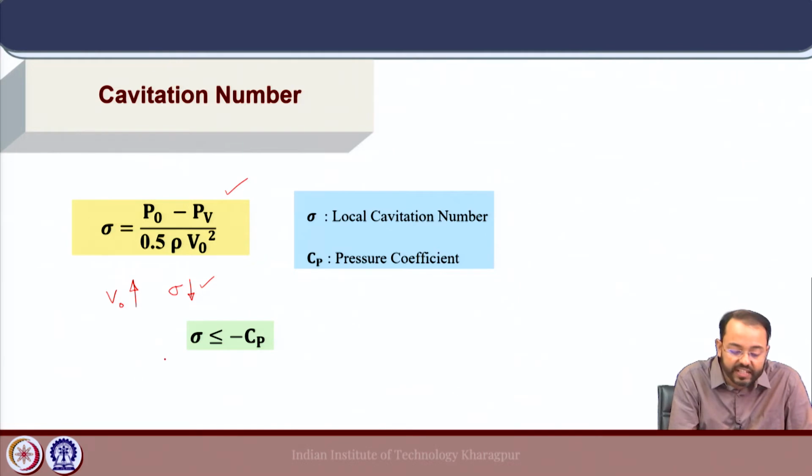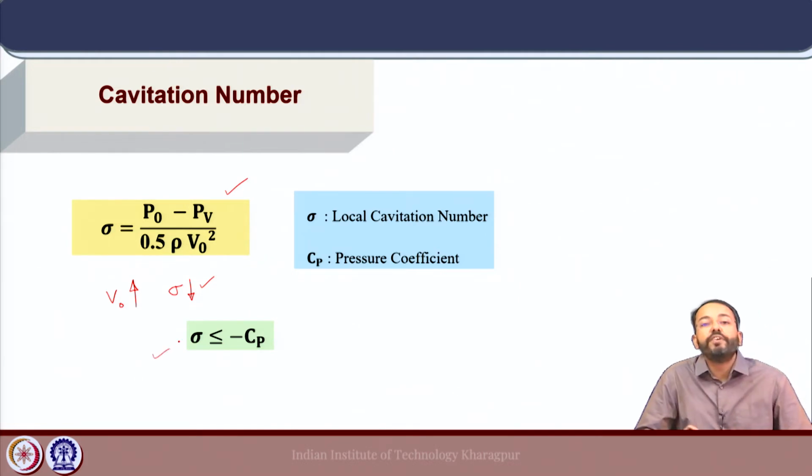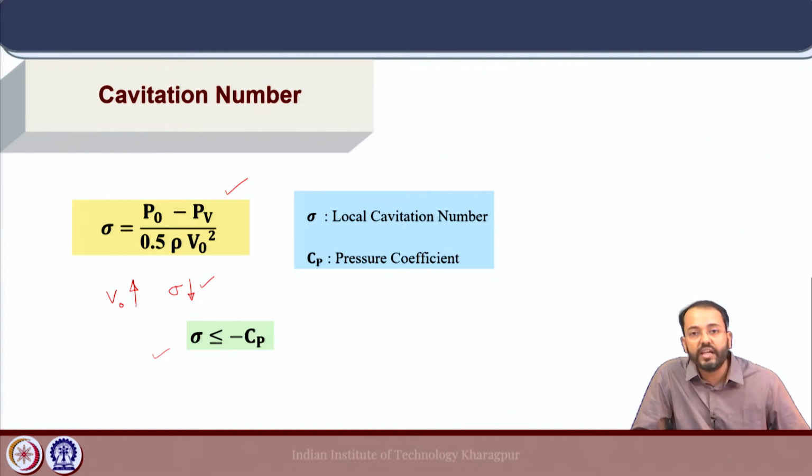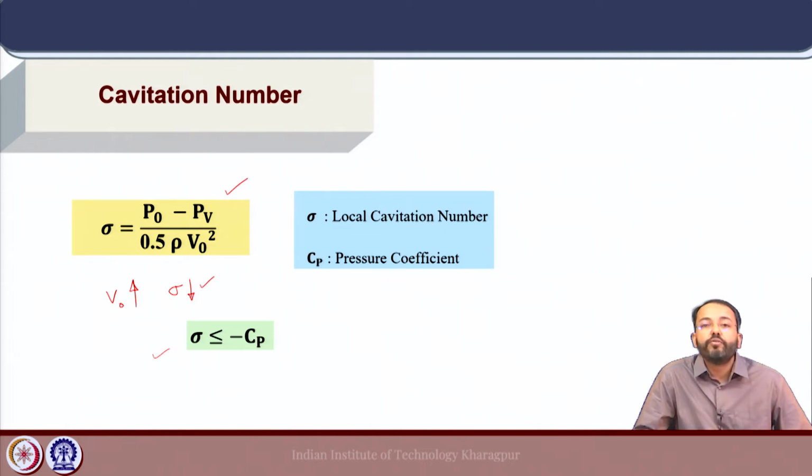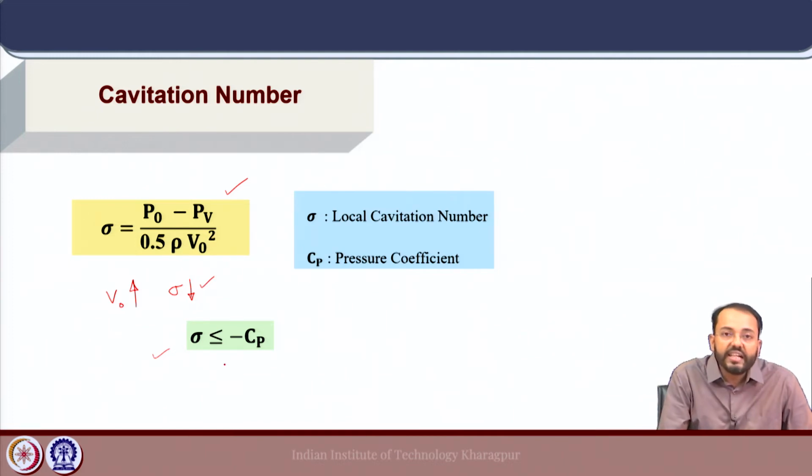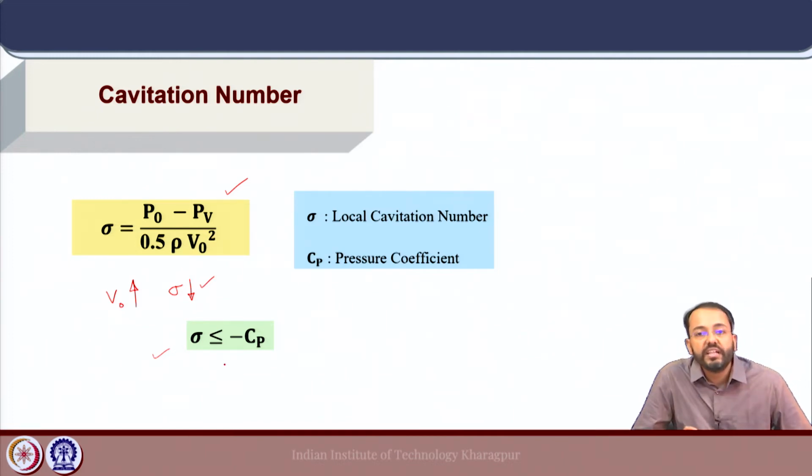And for this cavitation number, for cavitation phenomena to occur, just using a simple Bernoulli's equation derivation, we have seen that it should be lower than the pressure coefficient in a negative sense. So, sigma less than or equal to minus Cp is the condition for a particular point on a foil or a propeller blade here to cavitate based on the vapor pressure.